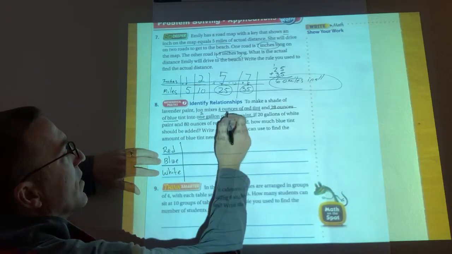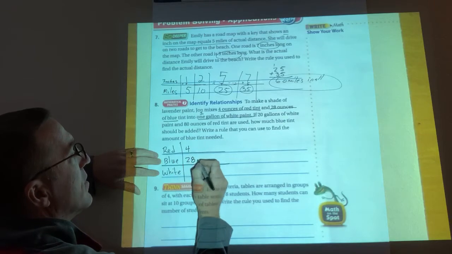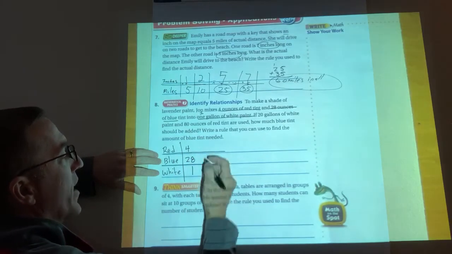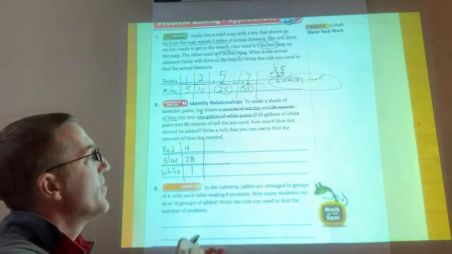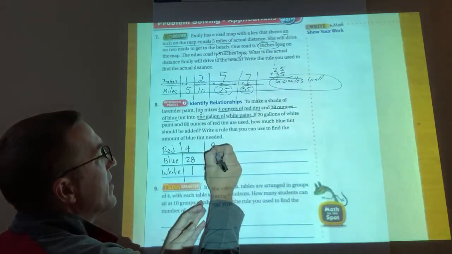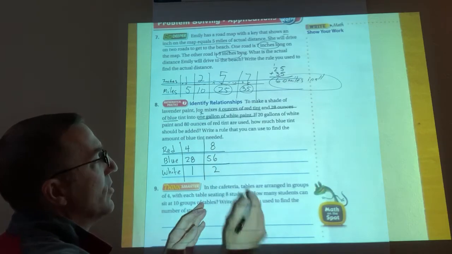All right. And where do we start? With 4 for red, 28 for blue, and 1 gallon for white. All right. Everybody good with that? If I wanted to make another, I would go to 8, and I would double that to 56, right? And that will be 2.